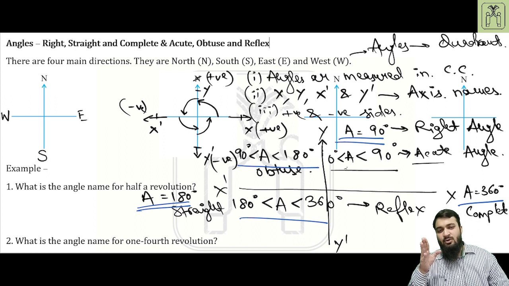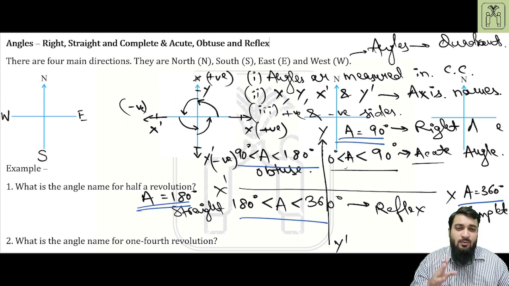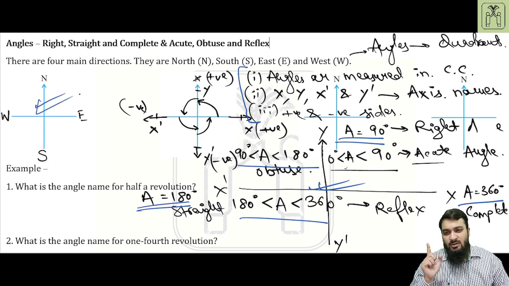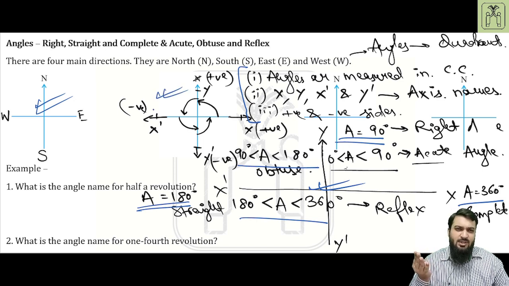So pause the video if you have not understood anything. If you want to write anything extra, write it down. I hope you have written down these 3 points and you have written down this graph along with the classification of the angles. And you have written down the north, south, east, west and the quadrants, how they are made. Write these 4 things. It will help you totally throughout the chapter.